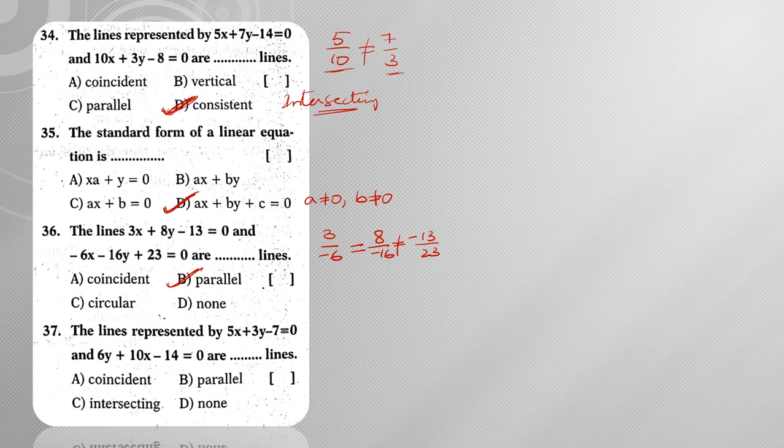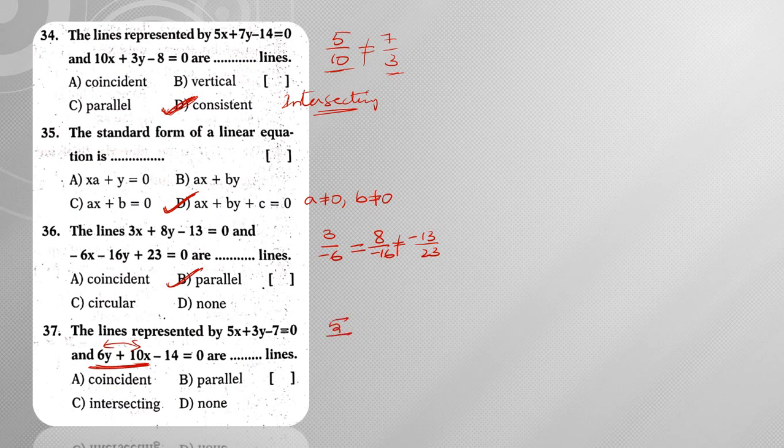parallel. Next, the lines represented by 5x + 3y - 7 = 0, and here if you observe, the placements are interchanged. So x should be first, y should be next. So you need to observe these changes.